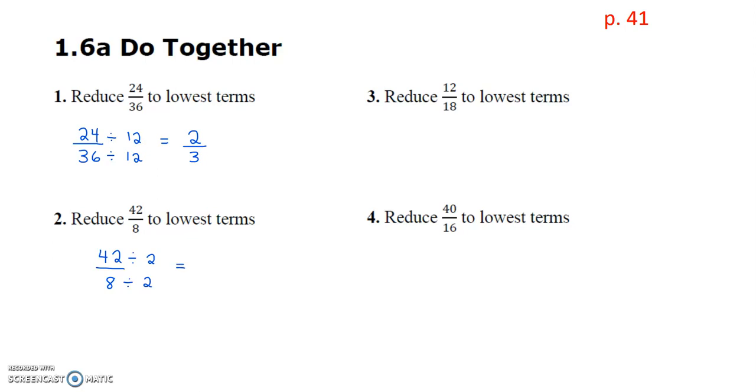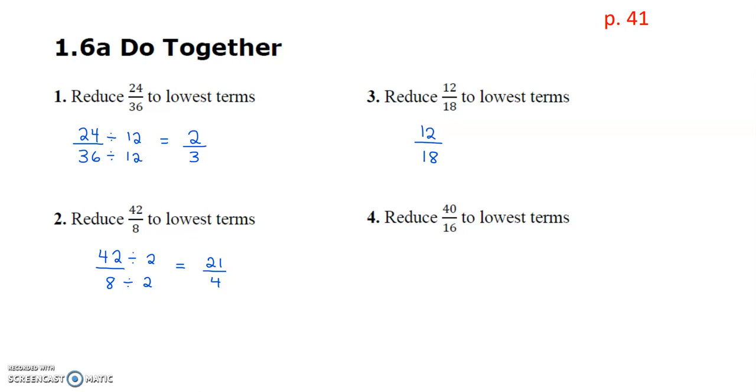And 42 divided by 2 is 21, and 8 divided by 2 is 4. So I check again. Do they have anything in common? They don't, so that is lowest terms. Number 3, I have 12/18.